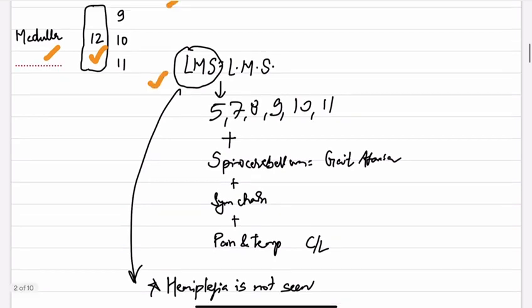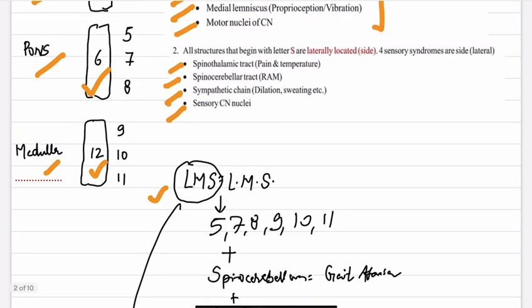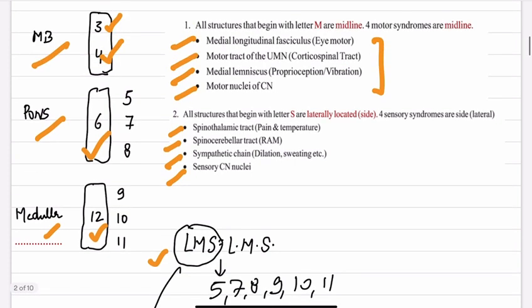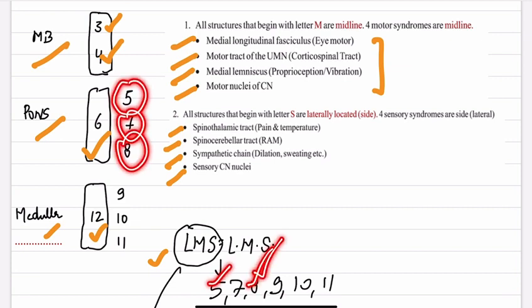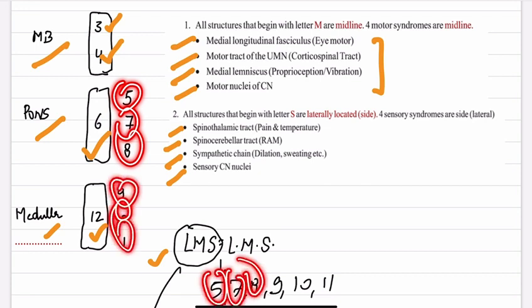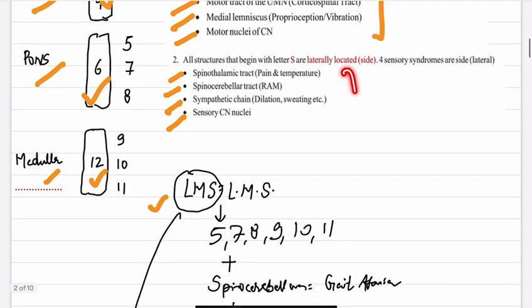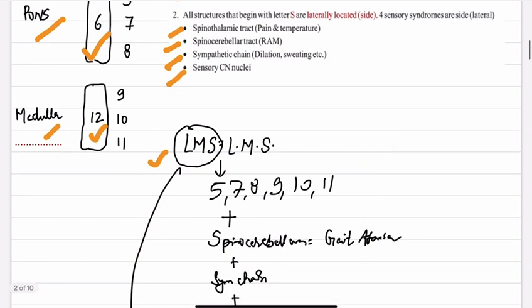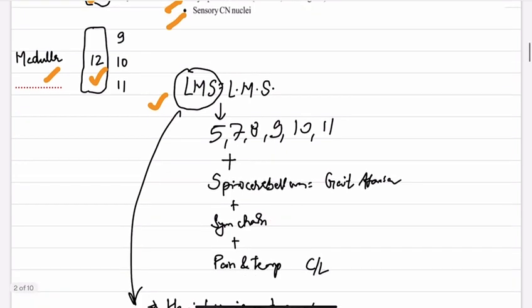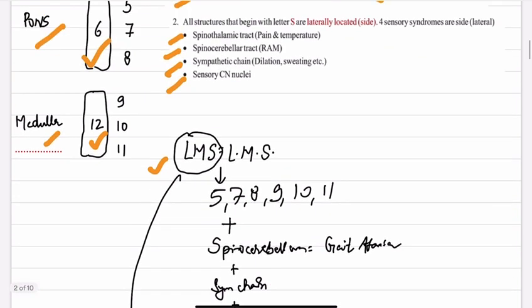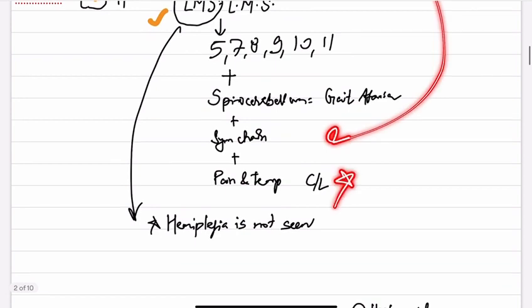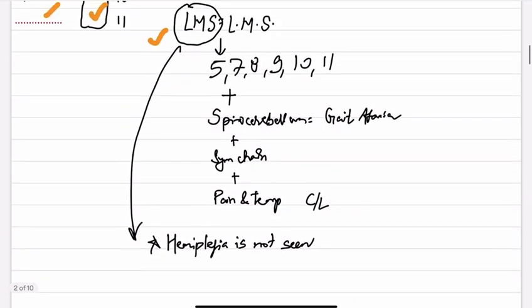In lateral medullary syndrome, you have to remember the lateral part which will get affected. You know that in the lateral part, the fifth nerve, the seventh nerve, the eighth nerve, the ninth, tenth and eleventh nerves, and these are laterally located things. The spinocerebellar tract is involved; that's why there is gait ataxia. The sympathetic chain is involved; there will be Horner syndrome. There is pain and temperature loss contralaterally due to spinothalamic tract involvement. And the important thing: hemiplegia is not seen.